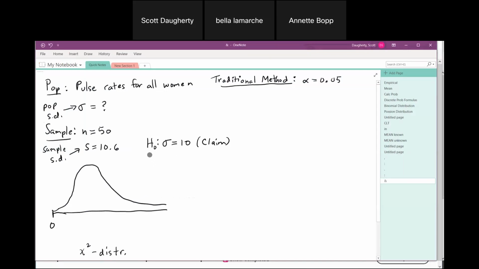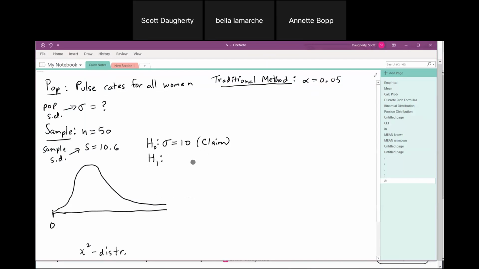In the past, the problems I've done always had the claim as the alternative. This is the first time we've had a situation where the claim is actually the null hypothesis. And there are some things that happen differently because of that when we make our conclusion, and I'll talk about that when we get to the end.